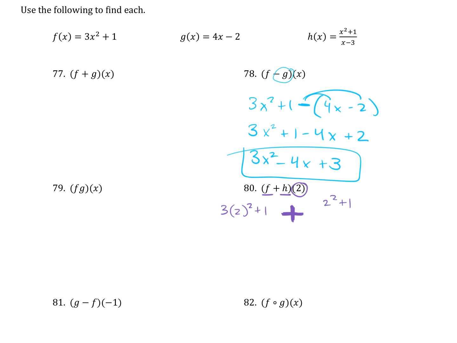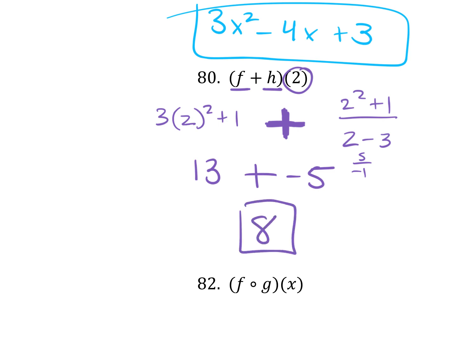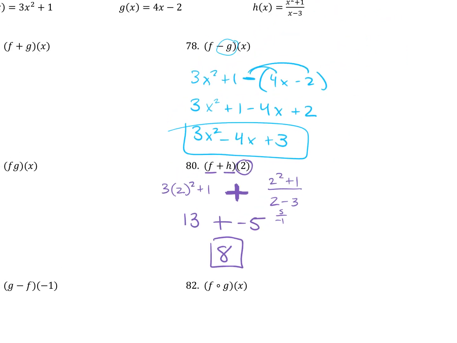So 2 squared plus 1 over 2 minus 3. 2 squared is 4 times 3 would be 12 plus 1 is 13. Plus, here we have 5 over negative 1, which would be negative 5. And 13 plus negative 5 is 8. So just find what each one is separately and add them together. Can you do the one that we just did?